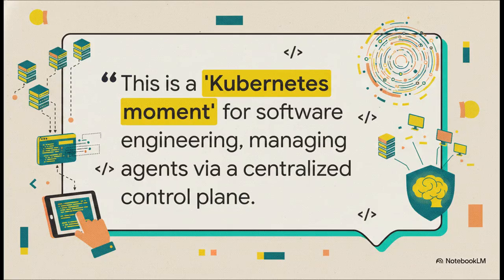This is what the source material calls the Kubernetes moment for software engineering, and that's a perfect analogy. Think about it. Just like Kubernetes changed server management from this manual, one-by-one process into a centralized, automated system, Cursor 3 is doing the exact same thing for writing code. We're going from digging into individual files to orchestrating an entire fleet of AI agents from one powerful control plane.